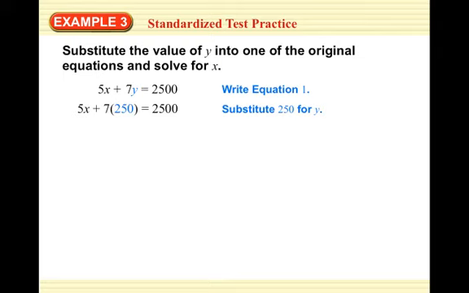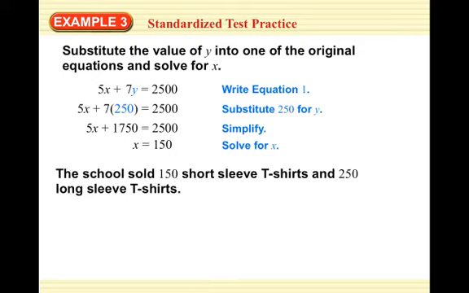So we need to subtract that from both sides. So we get 5x equals 750. Divide by 5, and you get x equals 150. So 150 short sleeve t-shirts and 250 long sleeve t-shirts. We're interested in the number of short sleeve t-shirts, so the answer is C.